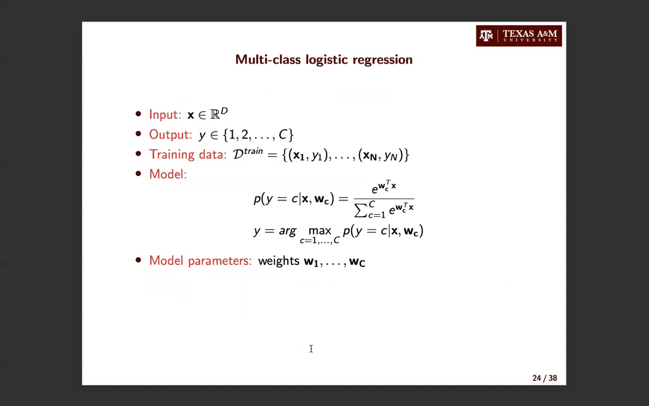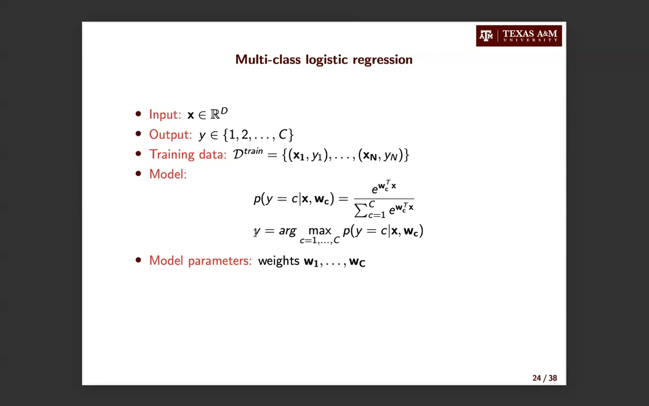So the way that we can represent the multi-class logistic regression is again that we have an input vector X of dimensionality D. We have C different outputs, meaning C different classes, and a set of training data of N samples. And then as part of our model, we get a probability of a data sample X belonging to a certain class c, given the weight of that corresponding class.